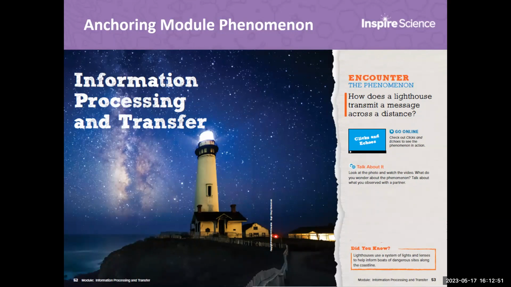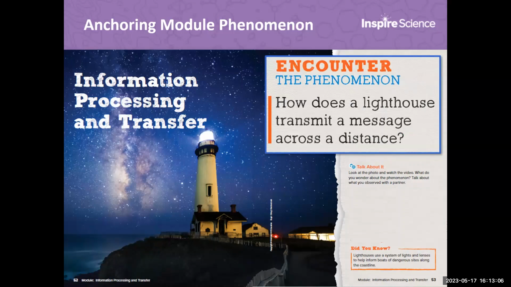So as we walk through an Inspire Science lesson for McGraw Hill, every module begins with a 2-page spread that looks like this. This is information processing and transfer. This is a 4th grade lesson in Inspire Science. And it starts with a driving question: How does a lighthouse transmit a message across a distance? So the information processing and transfer module is all about how animals and humans communicate and perceive information. And is it possible we communicate and perceive information in similar ways?